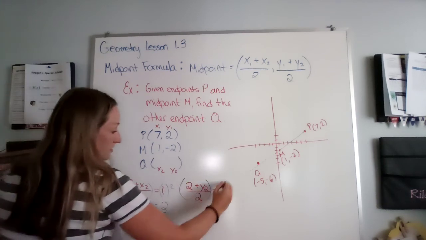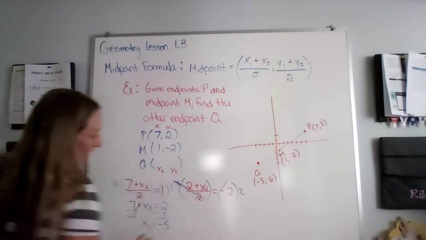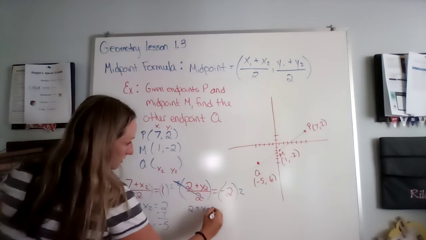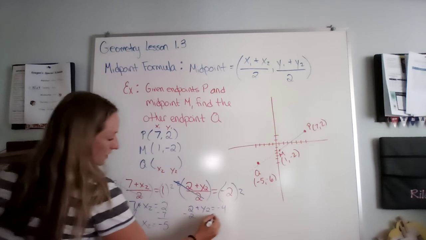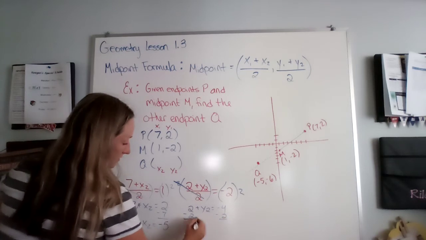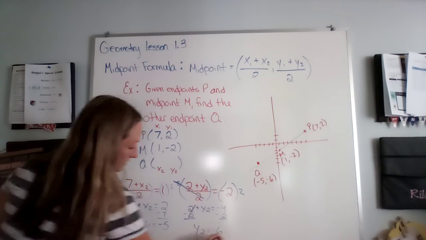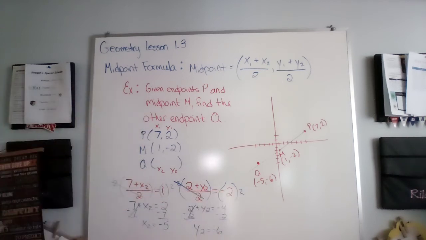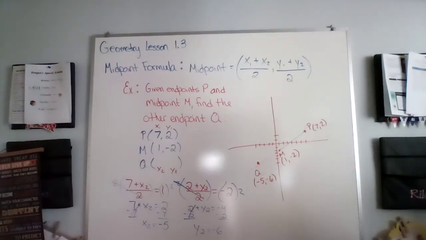Same kind of process over here. Start by multiplying both sides by 2 to clear out that fraction. So now I have 2 plus y sub 2 equals -4. Subtract 2 from both sides. And you have y sub 2 equals -6, which is what I found over here, -5, -6. Okay. All right, let's do something else.